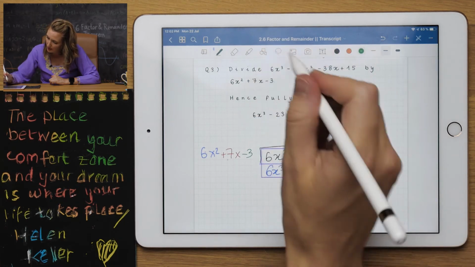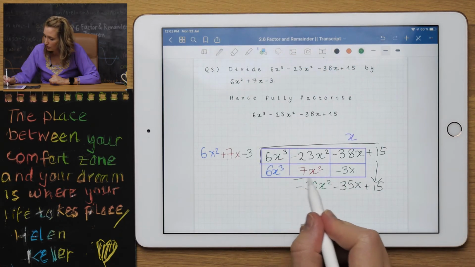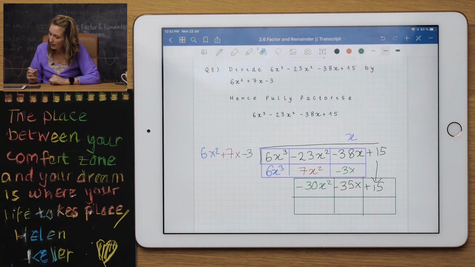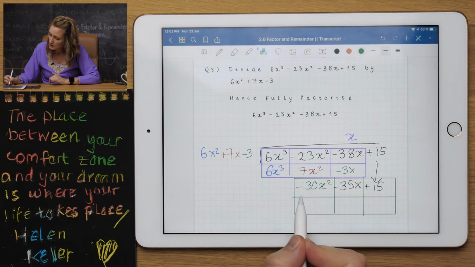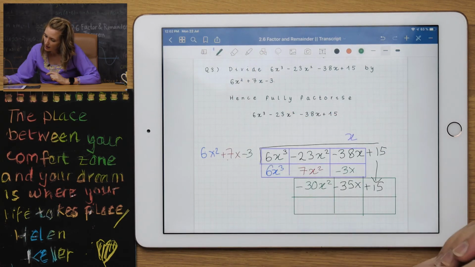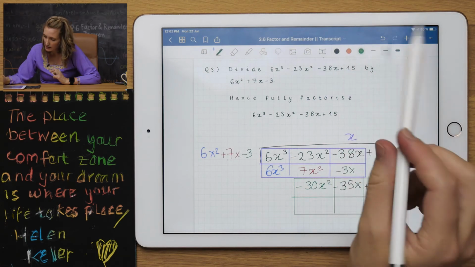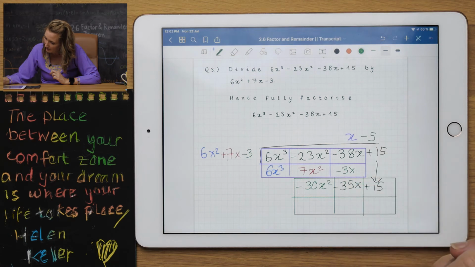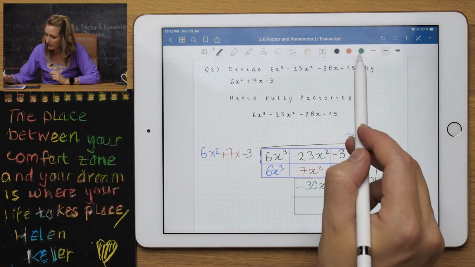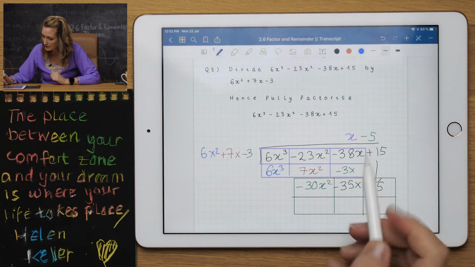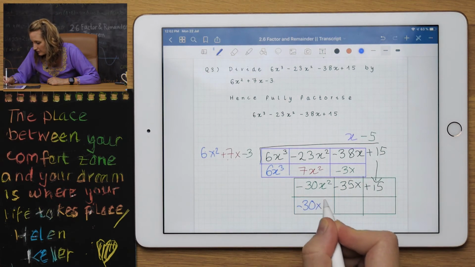Okay, so this is going to be our new block of 3. The first one is always divide. So minus 30x squared divided by 6x squared is going to be minus 5. Okay, so let's fill in the bottom row real fast. 6x squared times minus 5 would be minus 30x squared.